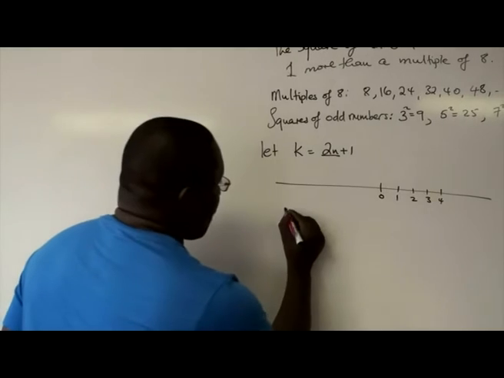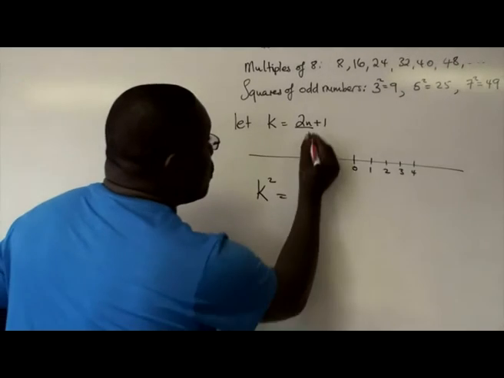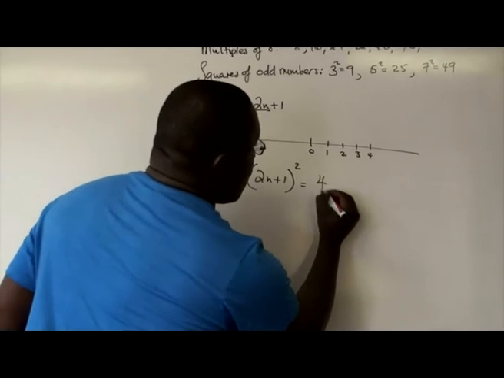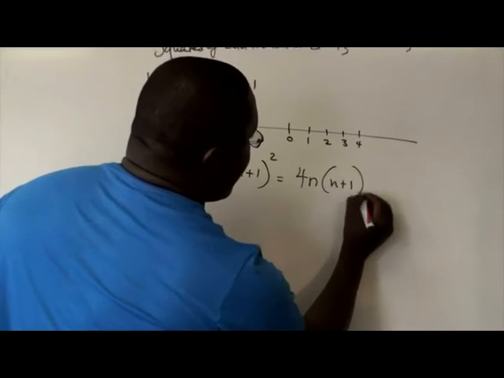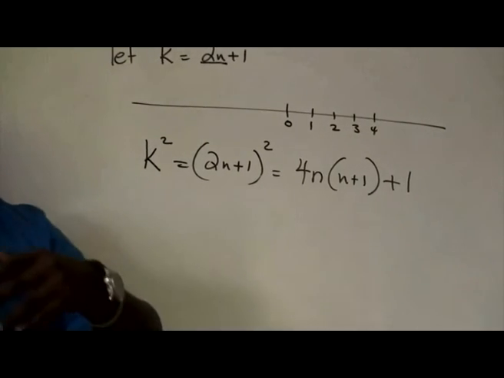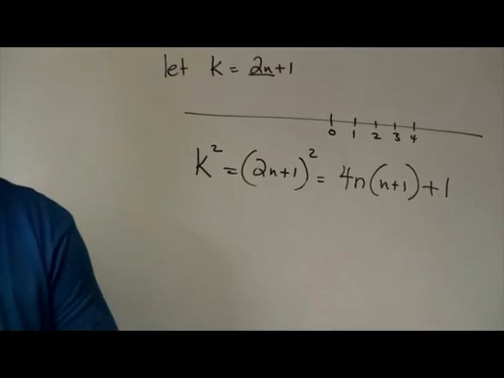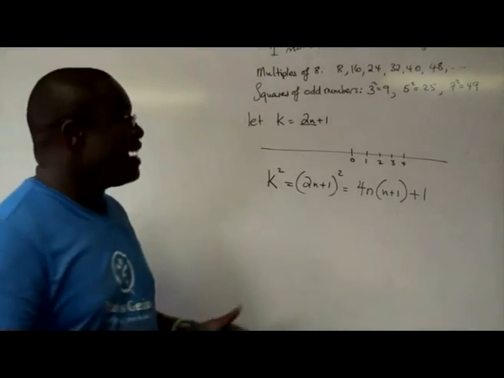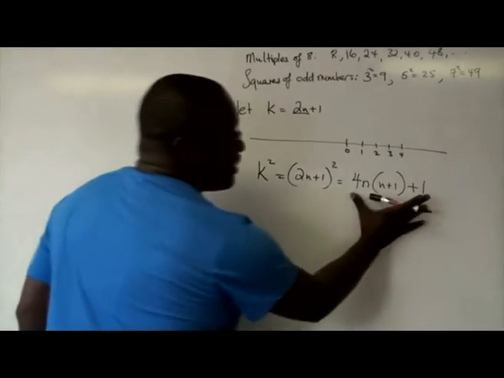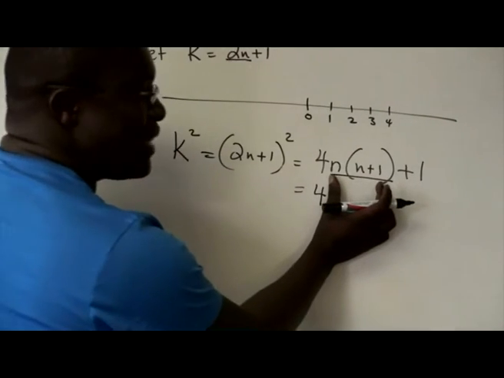Right. Now, k squared, that's an odd number squared, will give you (2n plus 1) squared, which is equal to 4n(n plus 1) plus 1. So using that method of, some call it the smiley face method, or however you were taught to remove brackets, use that, and you finally get to this stage, right? Now, if you get to this stage, you are saying that it's equal to 4 times n(n plus 1), plus 1.